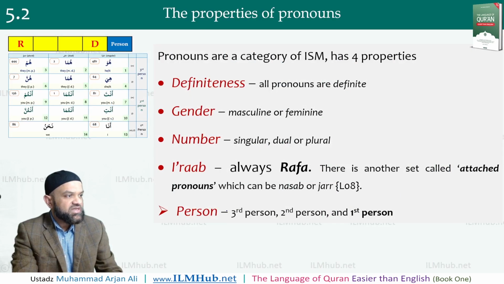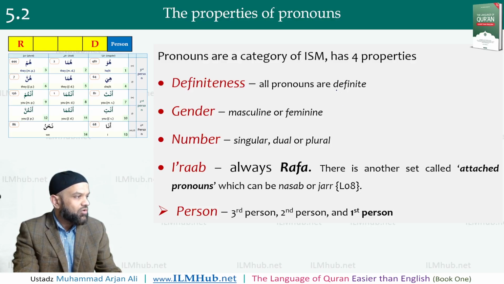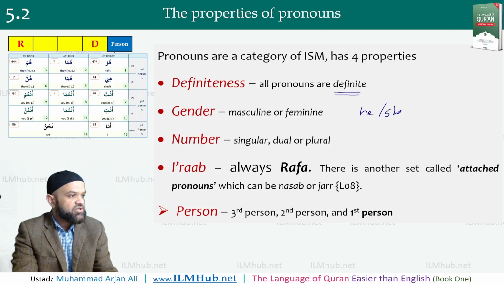Note the following points as a summary of what we need to know about the pronouns. First of all, they are always definite. Why? Because they refer to a noun which has already been mentioned. Something known, definite. So all pronouns are definite. And of course, we can have a set for masculine and feminine. Just like in English, we have he and she. In Arabic, we will have the same, but we'll also have for you as well, which you'll see in a second, inshallah. And in terms of number, they can be, as I mentioned earlier, singular, dual, or plural.